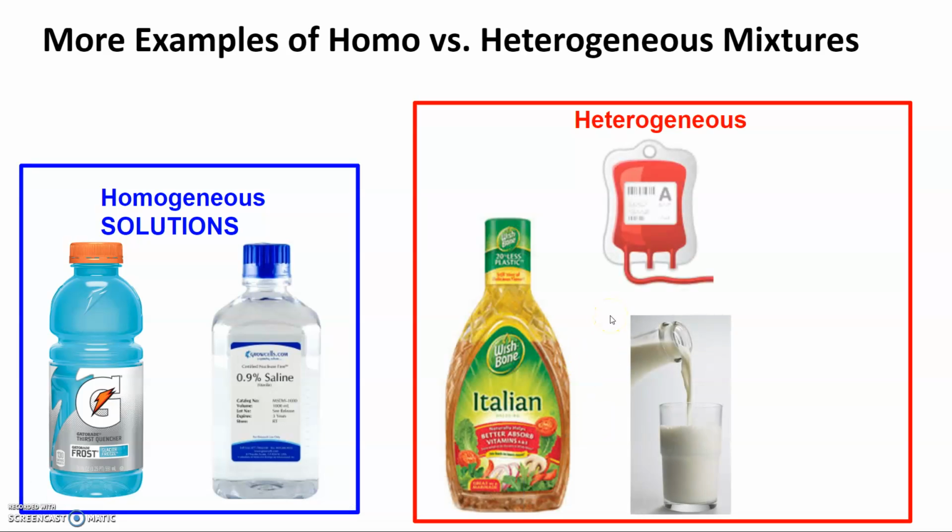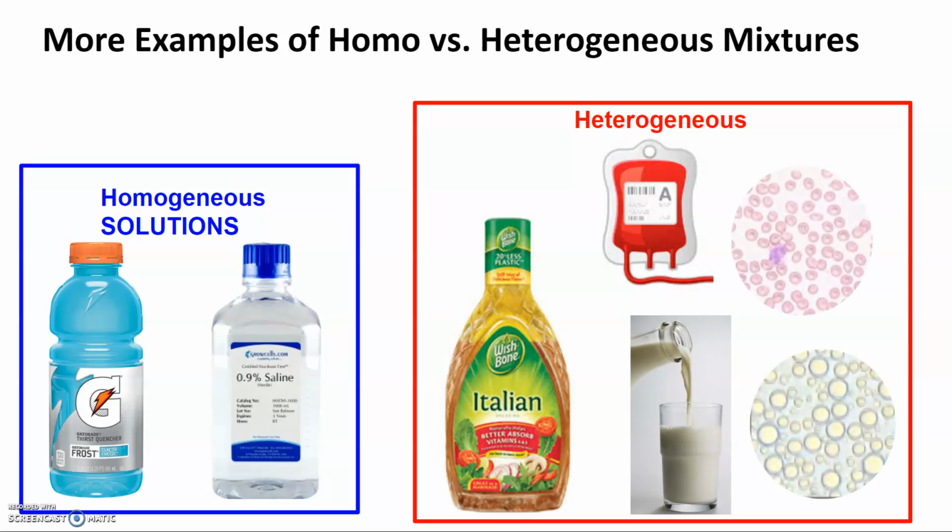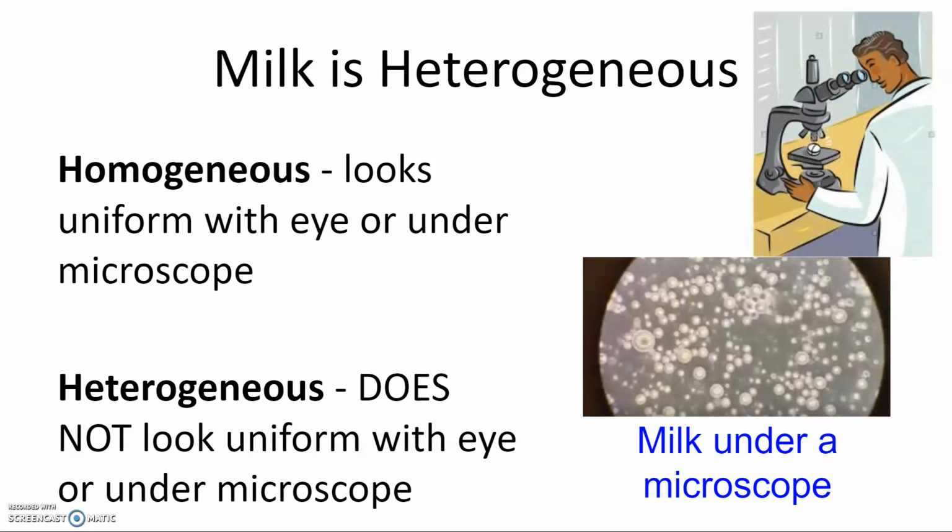But two other examples you may not know are heterogeneous are blood and milk. And you may be wondering, why is that? Well, the key thing is that a homogeneous mixture must look the same with our naked eye or under a microscope as well. And if you look at milk or blood under a microscope, you can actually see the different parts. So this is milk under a microscope. You can see the fatty parts separated from the more watery parts.